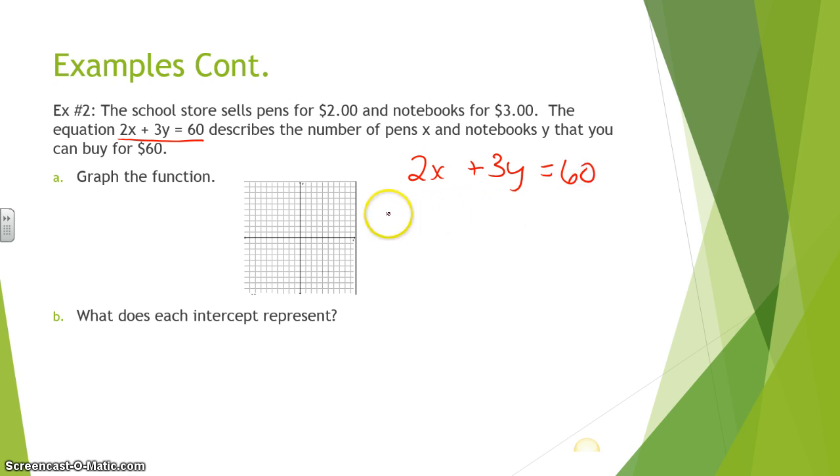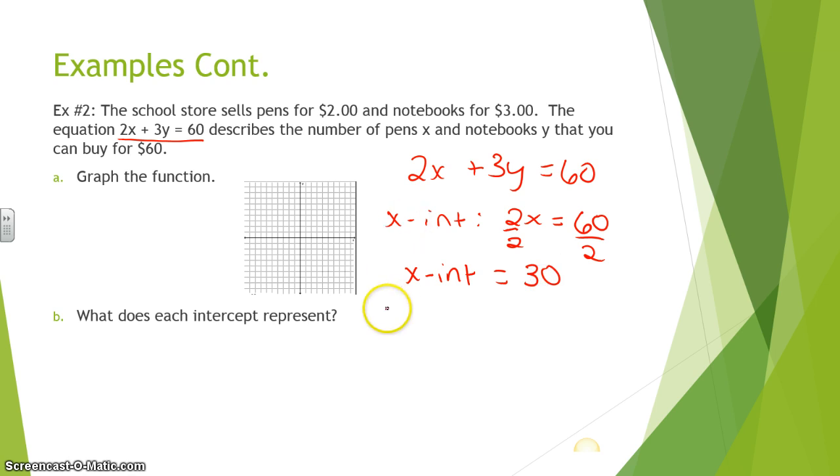Let's find my x-intercept first. So I'm going to have my y be 0, so I have 2x equals 60. Divide 2 to each side. So my x-intercept, 60 divided by 2, is going to give me 30.